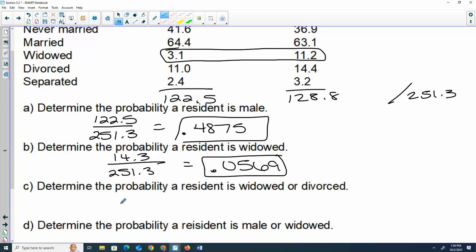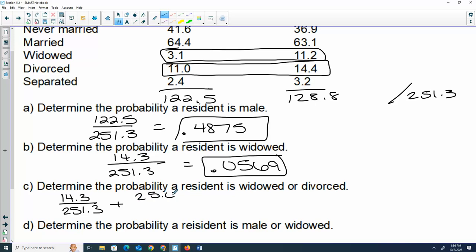Determine the probability a resident is widowed or divorced. So my widowed is 14.3 out of 251.3, plus my divorced, 25.4 over 251.3.